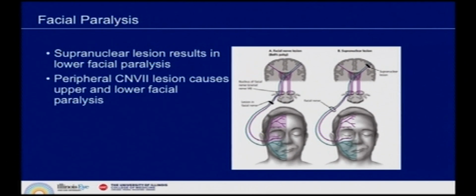An important note here is that a supranuclear lesion causes a slightly different pattern from a peripheral nerve lesion, and that helps us understand the difference between a peripheral nerve and a stroke. A patient with a stroke will present with just lower facial paralysis because there's bilateral innervation to the upper part of the face. A peripheral nerve lesion will affect both the upper and lower. So that's a quick way to determine acutely, do you think this is a stroke or not?